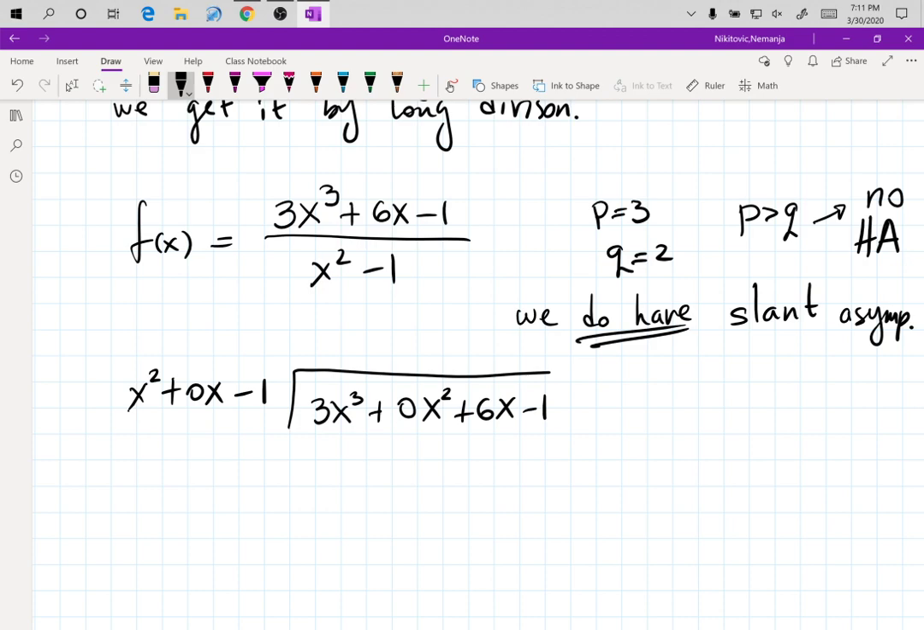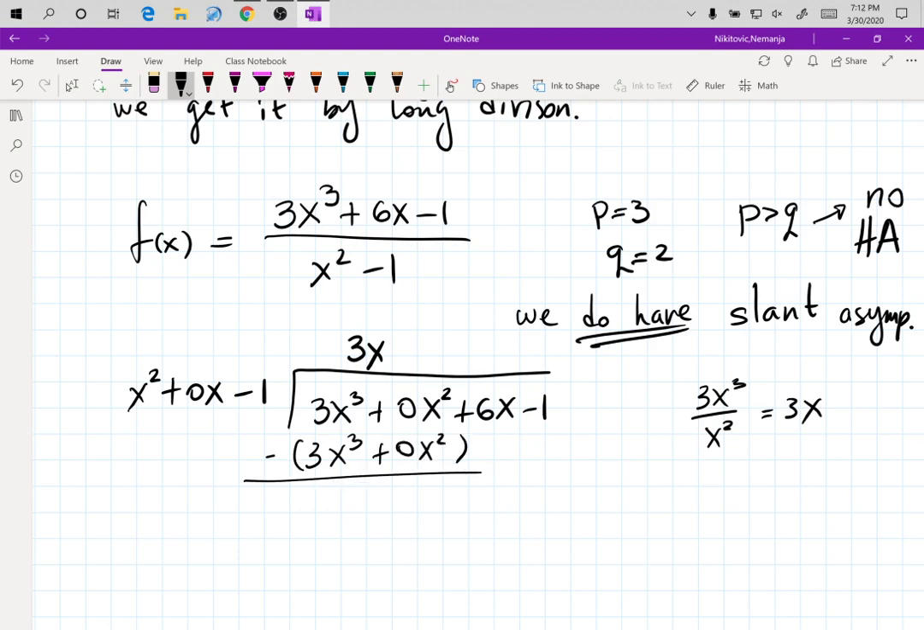x squared goes into 3x cubed 3x times. Multiply it back. We get 3x cubed plus 0x squared. And when we subtract, we still have 0x squared plus 6x minus 1. Well, 3x squared goes into 0x squared 0 times, so we're done.